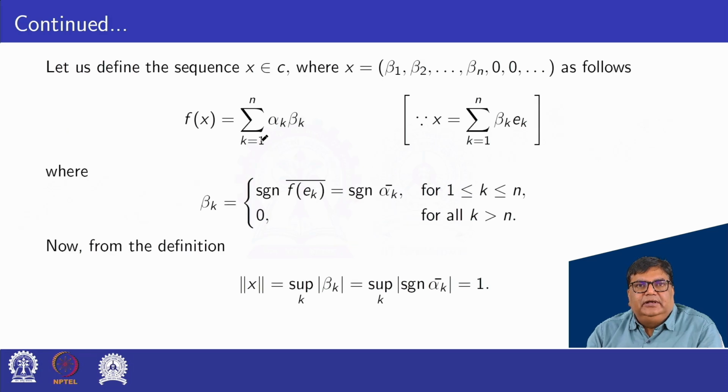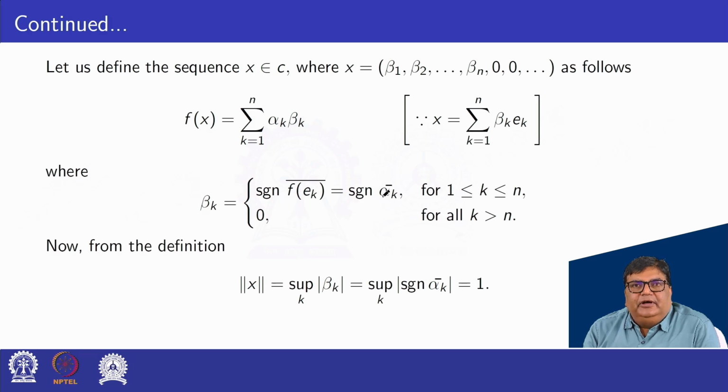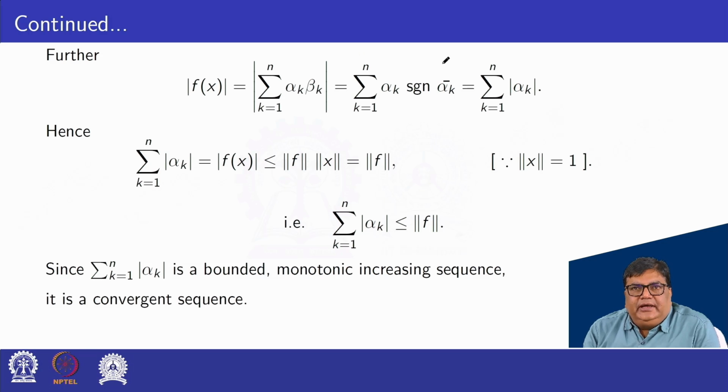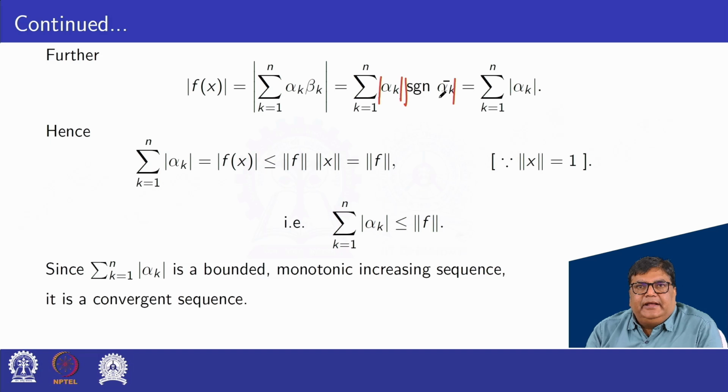Further, |f(x)|, here f(x) is this, so taking modulus of both sides. So we have this one. Here alpha k and beta k. Beta k is signum alpha k bar. So this can be written as alpha k signum alpha k bar. And this can be written as mod of alpha k and signum alpha k bar. Signum alpha k bar is 1, and we have summation k is equal to 1 to n mod alpha k. So mod of f(x) is equal to summation k is equal to 1 to n mod alpha k.